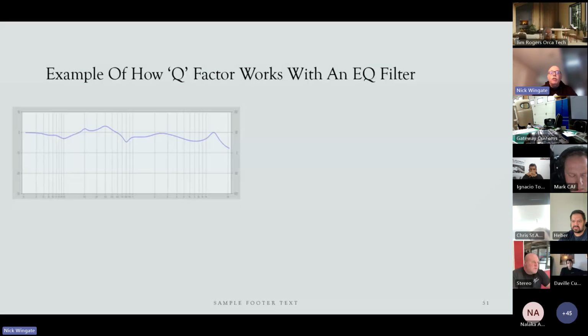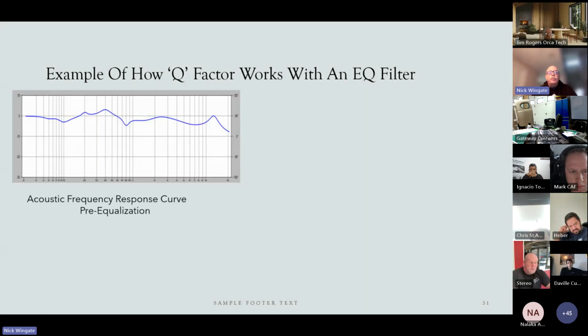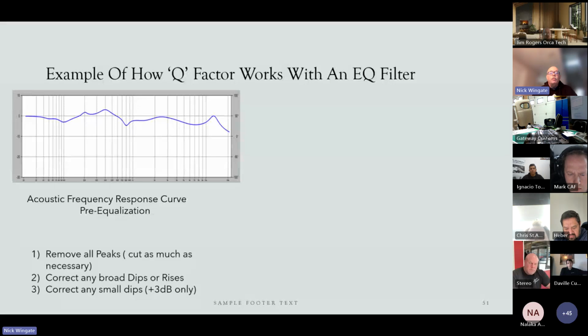Now, if you take a look, this is the acoustic frequency response curve before we equalize anything in the car. So what we want to do now is this. When you use the EQ, the first thing you want to do is remove all the peaks. You want to cut as much of them as necessary. Take a look at that first. Then if there are any broad dips or any broad rises, you want to correct them. Then if there's anything left, you correct any small dips, but you really and truly want to try and limit it to plus 3 dB.